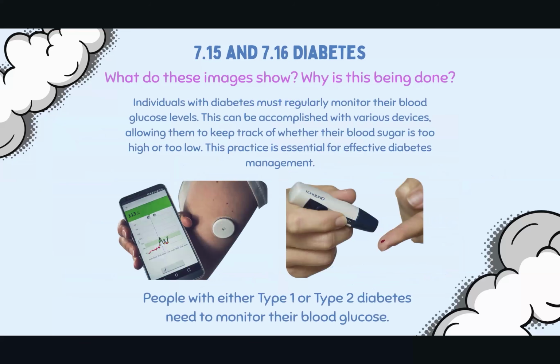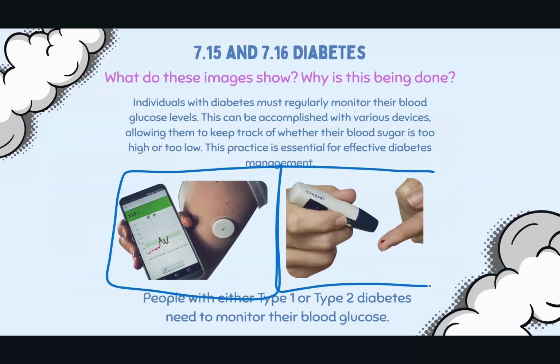So what we can see here is two different ways of tracking blood glucose. Because people with either type 1 or type 2 diabetes need to monitor their blood glucose levels. So this one is, well, let's start with this one here.